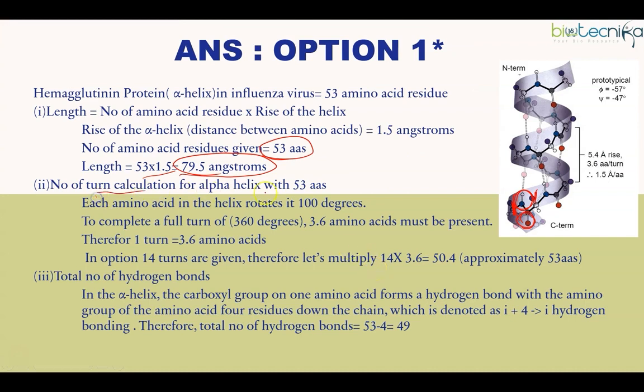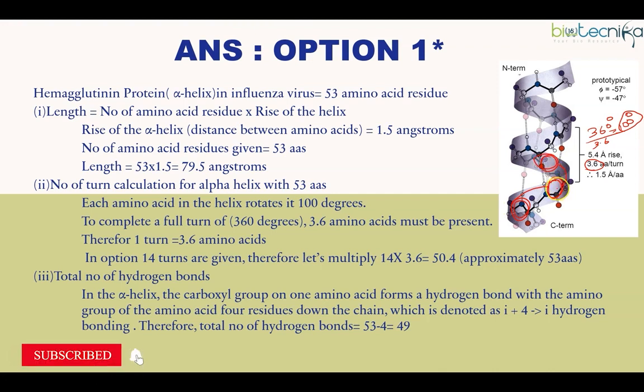Number of turn calculation with 53 amino acids. As I mentioned, a complete turn is 360 degrees. In each turn there are 3.6 residues. So what is the rotation from one amino acid to the other? It is 100 degrees. It means if one amino acid is here, the next amino acid will be rotated 100 degrees, and the next one another 100 degrees. To complete a full turn, 3.6 amino acids must be present. Therefore, one turn contains 3.6 amino acids. So in the option, you have 53 amino acids. So simple, 53 divided by 3.6.